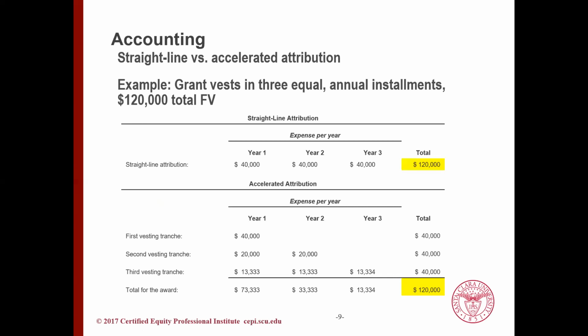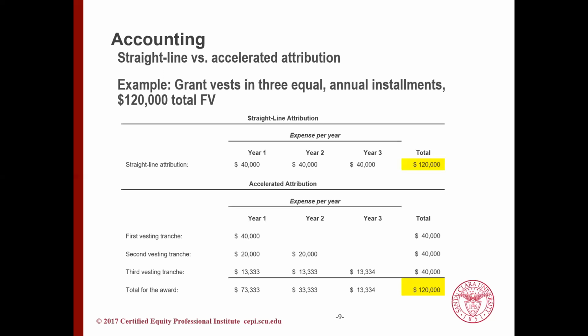So let's assume a company grants RSUs with a total value of $120,000 on January 1st, 2019, and the award vests in 3 equal annual installments, or 1/3 per year over 3 years. If the expense is accrued on a straight line basis, the company recognizes the expense as shown in the top table of the slide. However, if the expense is accrued using the accelerated method, the company recognizes the expense as shown in the bottom table.